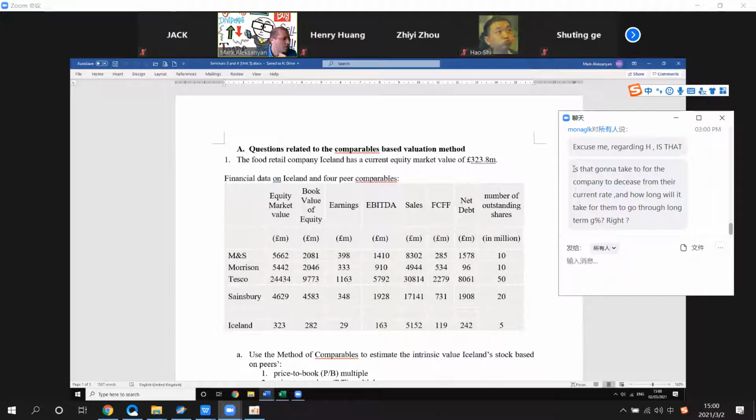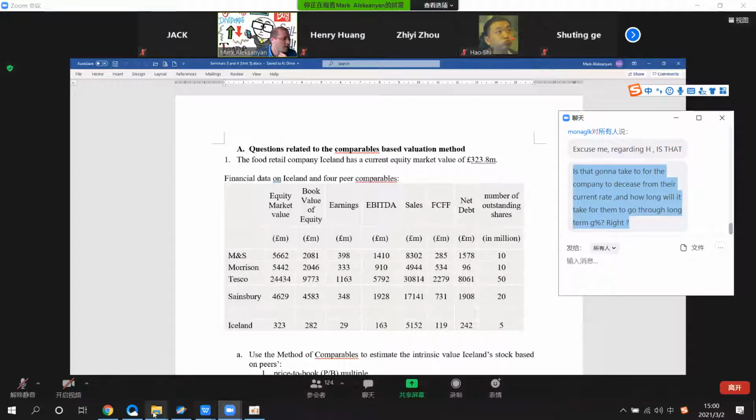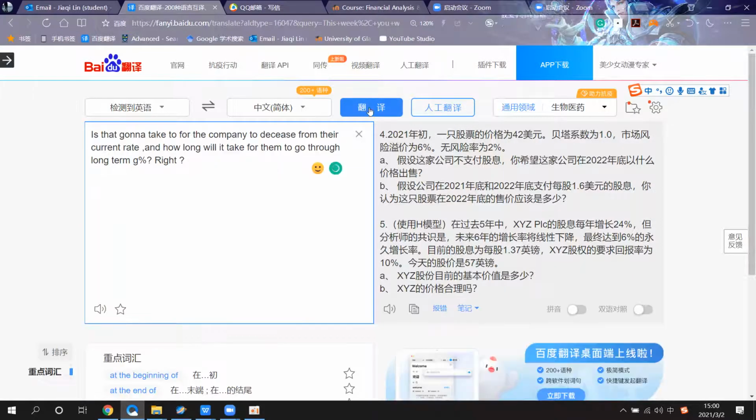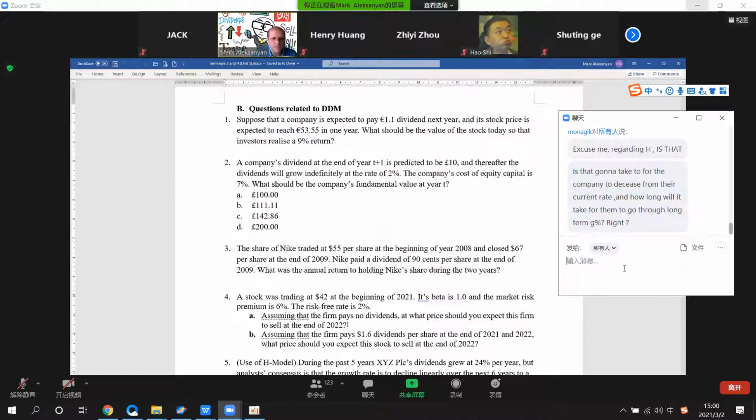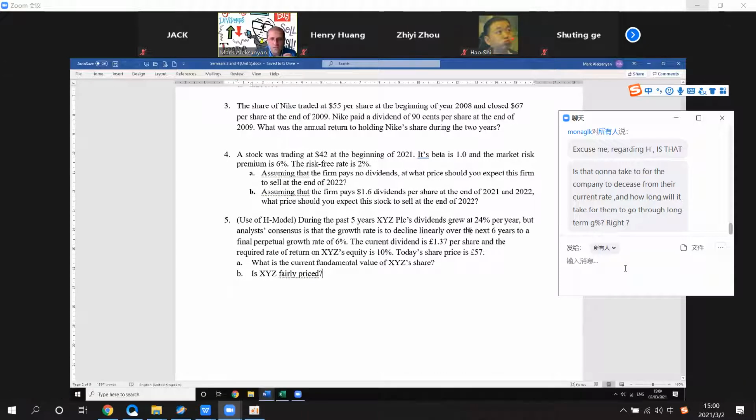Right, the question regarding H. Okay guys, H is half of the period in years that it is going to take for this growth rate to decline to its long-term rate. In our case here, we have 6 years. So this period during which the growth rate will be declining is 6 years, right? But H is half of that period, so H should be half of 6, so 3 years.